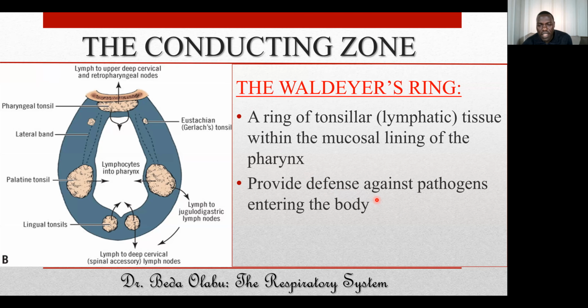And you understand that most of the things that enter the body either go through your nasal cavity or your mouth. And I said most. And because of that, therefore, the pharynx is a strategic location to provide immunity against anything entering the body.